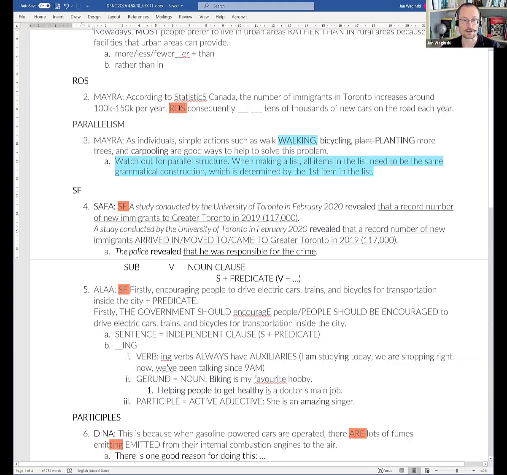We do have one run-on here that we didn't talk about. Let's just take a moment. According to Statistics Canada, it's always the plural for the name Statistics Canada. The number of immigrants in Toronto increases around 100 to 150,000 per year. Consequently, tens of thousands of new cars on the road each year. So this is a run-on sentence. How do you know this is a run-on sentence?